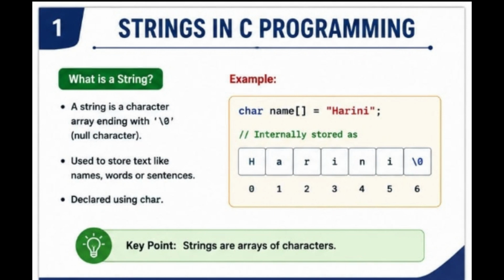Slide 1. Strings in C. Alright, let's start with strings. In C, a string isn't some complex object, it's actually just a row of characters stored in an array. Think of it like a train, where each carriage holds one letter.